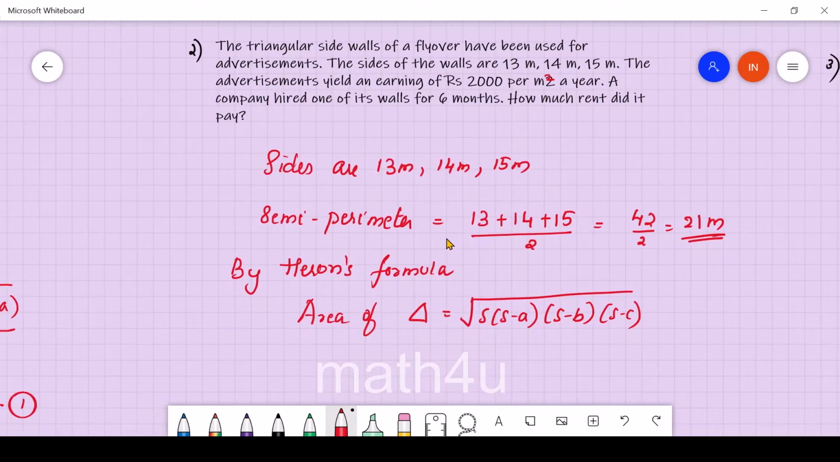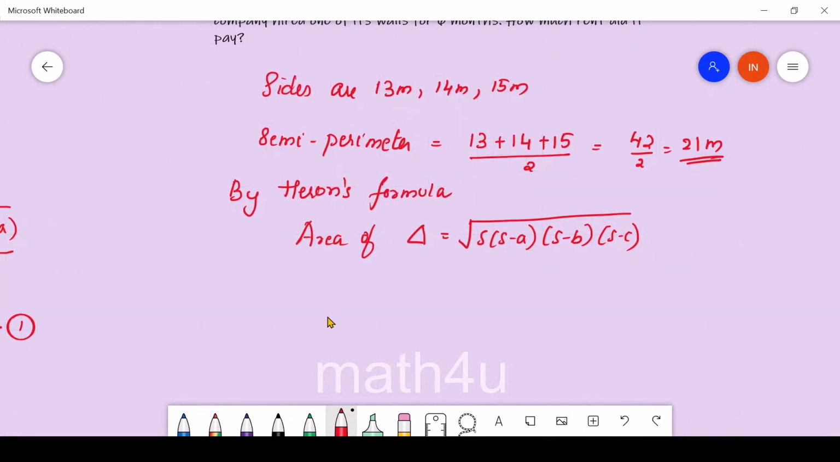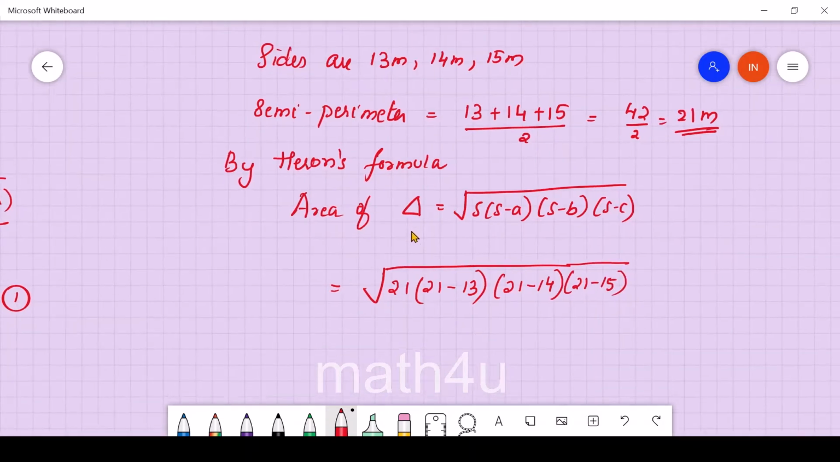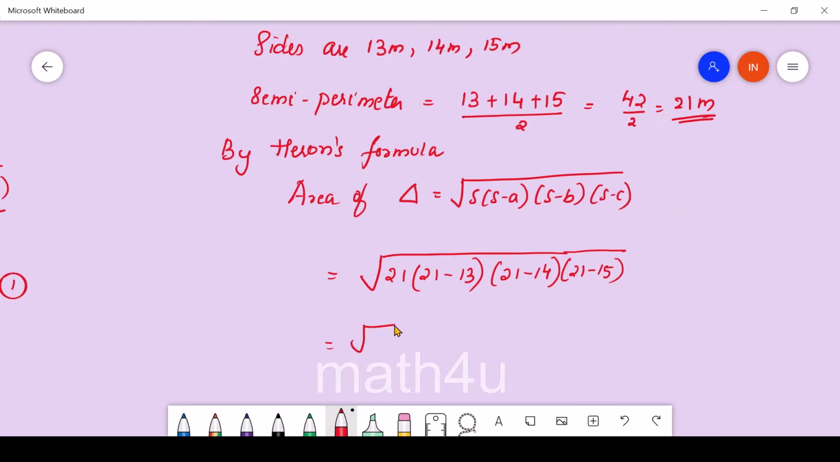Now we are just substituting all these values to get the answer. So root of s, we got it as 21 multiplied with 21 minus 13, next bracket 21 minus 14 and next is 21 minus 15. So now we have to solve this, and how can we do? Root of 21 into 21 minus 13 is 8, 21 minus 14 is 7 and 21 minus 15 is 6.